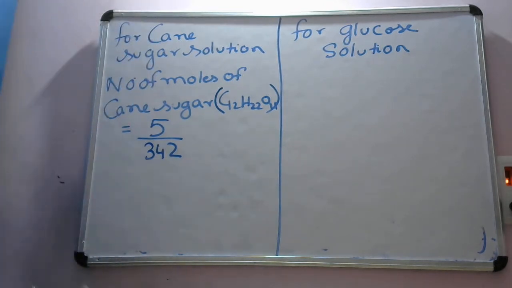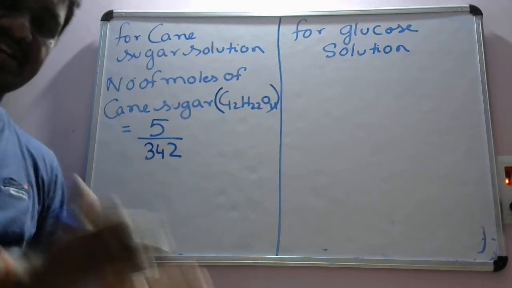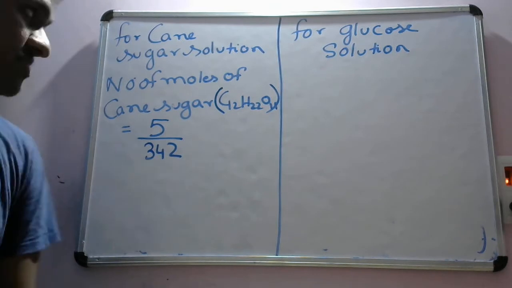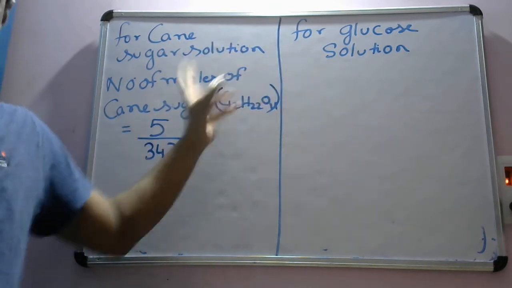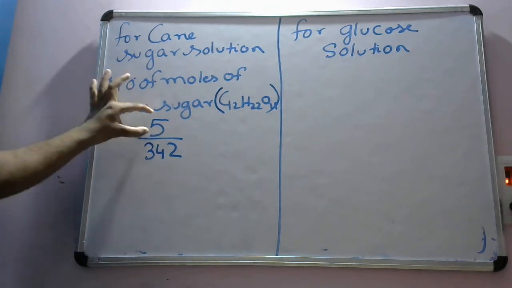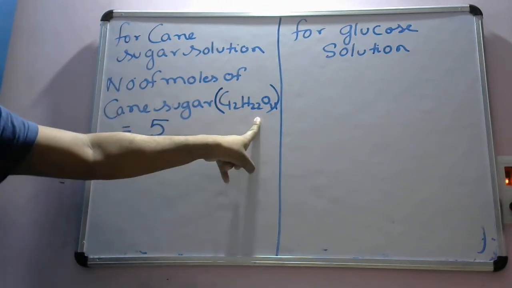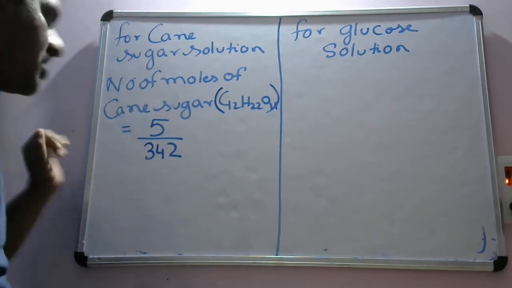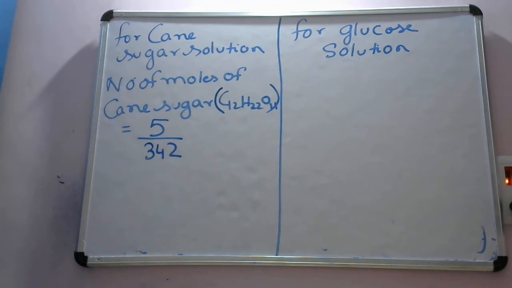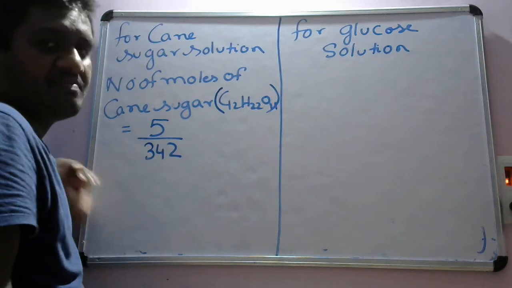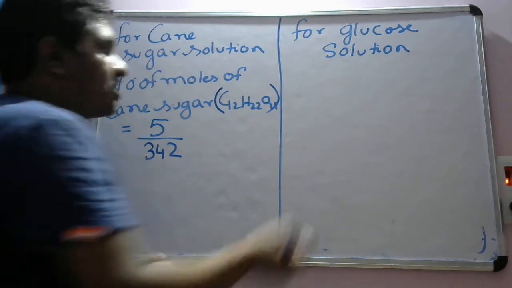Since the concentration is the same, 5 grams of solute is present in 100 grams of solution. That is also the same, so the mass of solute is the same for both of them. So 5 grams of cane sugar is there. Given mass is 5 grams, divided by molar mass, 342 grams. If you divide given mass by molar mass, you will get the number of moles of cane sugar. When you calculate, you will get the value. Now we have the number of moles of cane sugar.